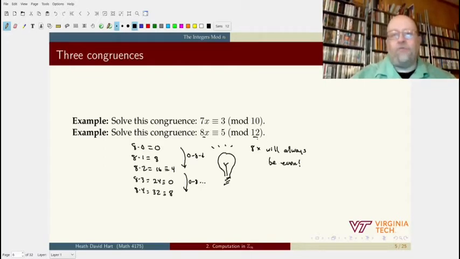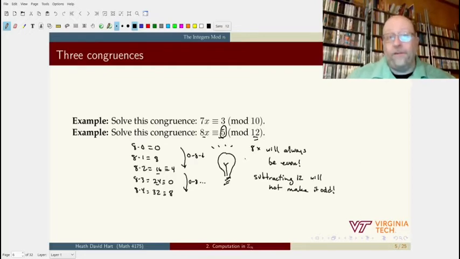And even if I subtract 12 because I've overflowed my result, like 16 or 24, subtracting 12 will not make it odd. And so there's no way that I can get a 5 for an answer. This congruence has no solution.